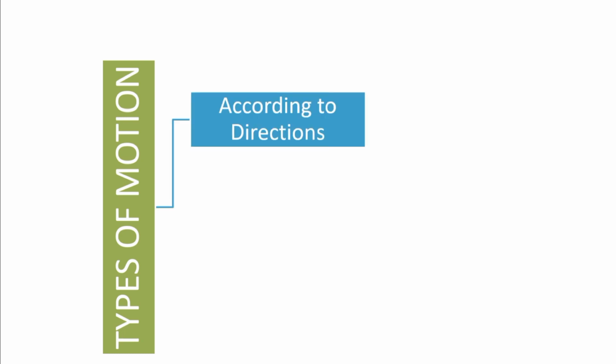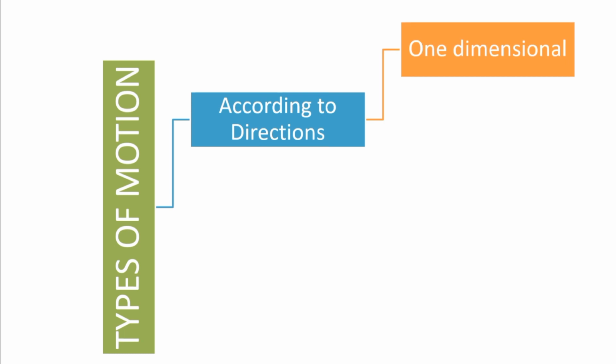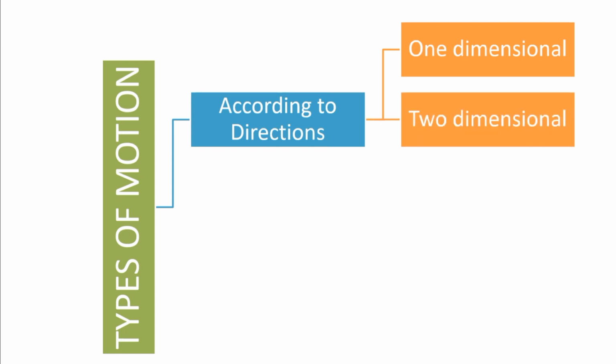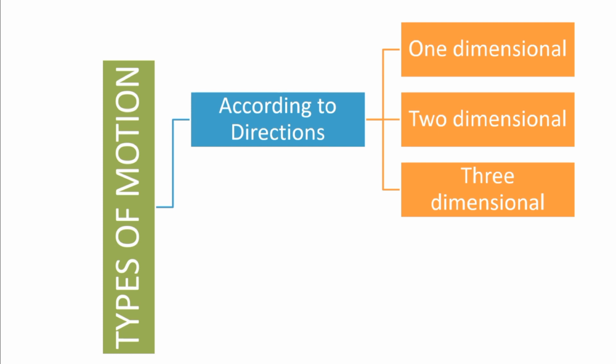One way to classify motion is according to the direction of movement. One-dimensional motion is when an object moves along a straight line, like a car on a straight road. Next one is two-dimensional motion, when an object moves on a plane, like a car moving on a horizontal curved path. Third one is three-dimensional motion, that is when a car is moving upward or downward on a curvy path on an inclined road.